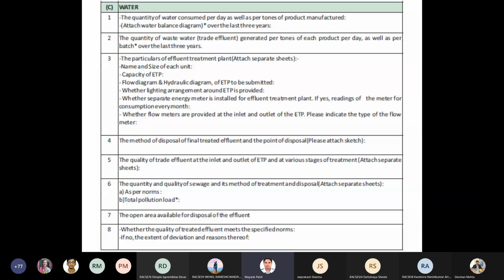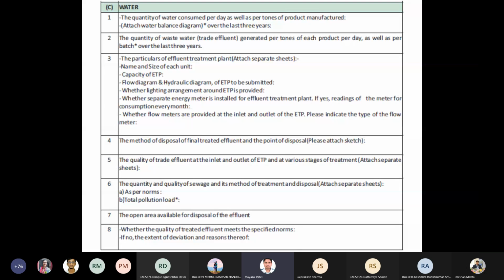So when you go thoroughly into this process aspect, you can have better insight into what the industry is doing. Apart from this water balance diagram, you will also look into the effluent treatment plant: the capacity, the size, the name of each unit, how the effluent is treated, the characteristics of untreated effluent, and the characteristics of final effluent.